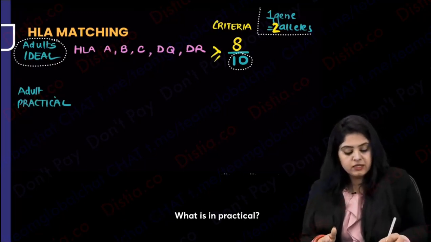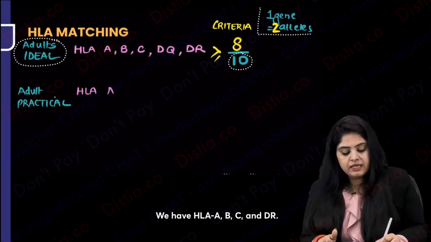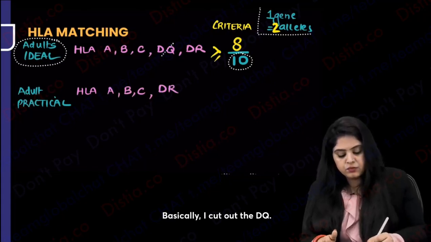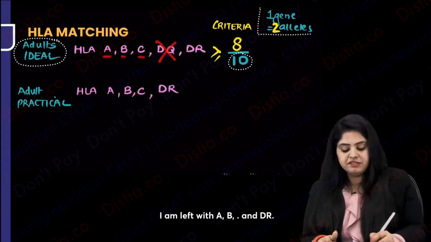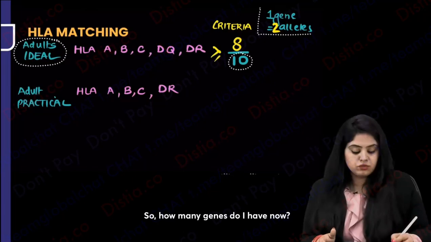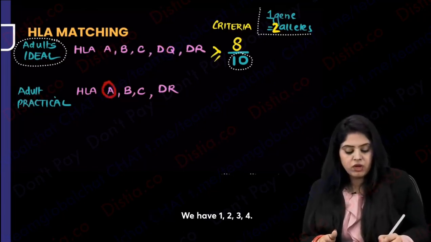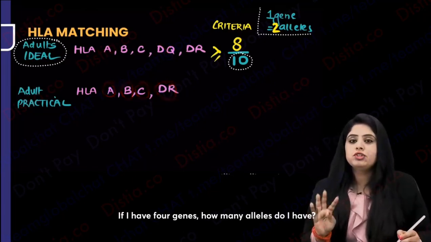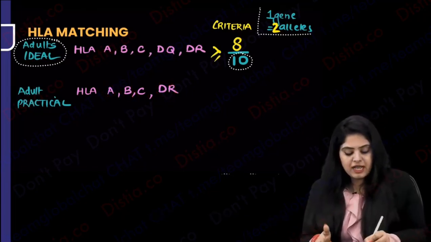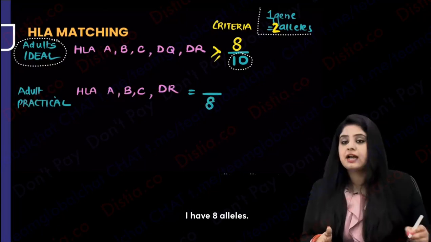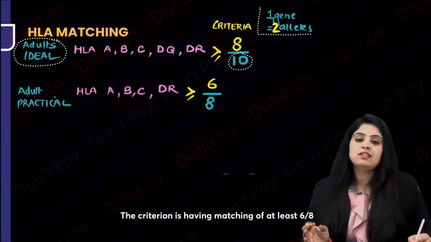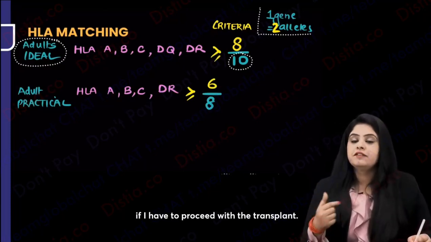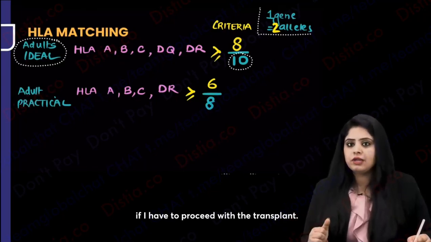What is in practical? We have HLA A, B, C and DR. Basically, I cut out the DQ. That is what I do. So what am I left with? I'm left with A, B, C and DR. How many genes do I have now? Can you count for me? We have 1, 2, 3, 4. If I have 4 genes, how many alleles do I have? 4 2s are 8. I have 8 alleles. What is going to be the criteria? The criteria is having a matching of at least 6 on 8 if I have to proceed with the transplant.